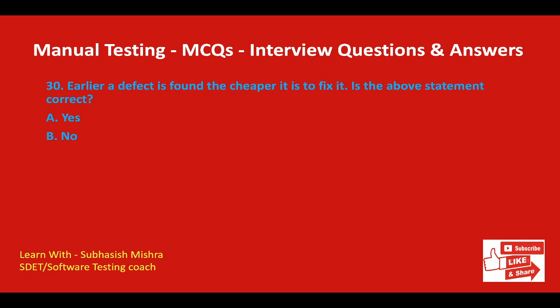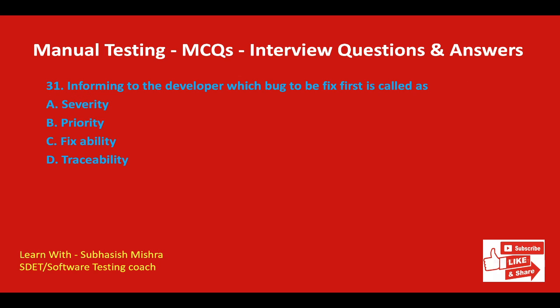The earlier a defect is found, the cheaper it is to fix it. Is the above statement correct? So read it again. The earlier a defect is found, the cheaper it is to fix it. Yes, this statement is correct. As early as we find a defect, we fix it, right? So the cost will definitely be less. So the statement is correct here and the answer is yes. Informing the developer which bug to be fixed first is called severity, priority, fixability, traceability.